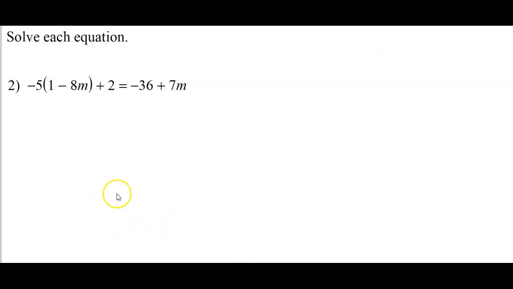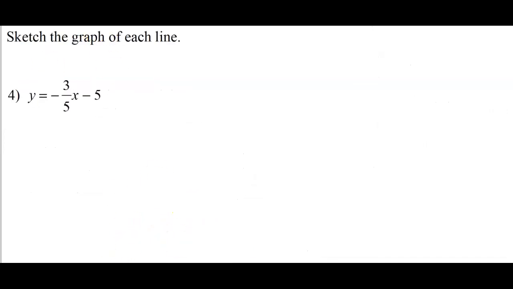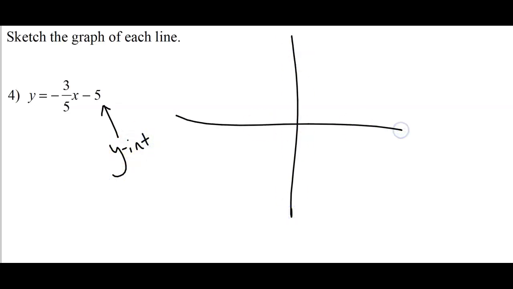Let's go ahead and take a look at number 4, the next even problem. When it comes to graphing linear functions, we remember that we always want to start by graphing the y-intercept first. And in this case, that's -5. So I'm going to go down 5, and I'm going to put a dot there. So that's my y-intercept. The next thing we're going to do is use our slope.